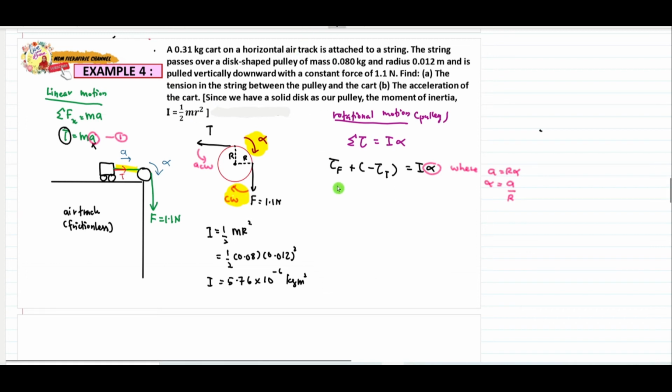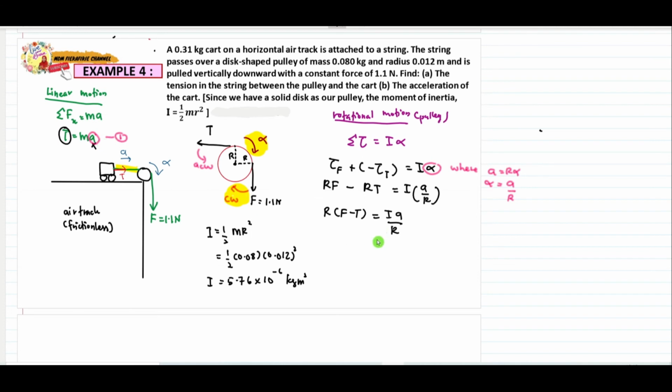Too many unknowns, and you will get stuck solving a question. So torque for the external force is R F sin 90 degrees minus R T, and it is equal to I A over R. This is the second equation, equation number 2. But before I write equation number 2, I want to simplify this equation first. Here, R we can factorize, and I, A over R.